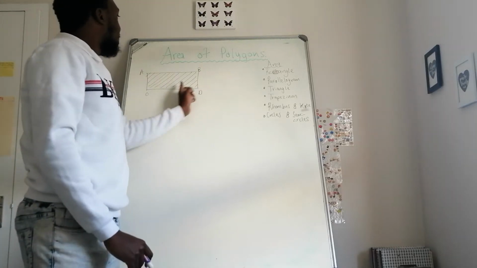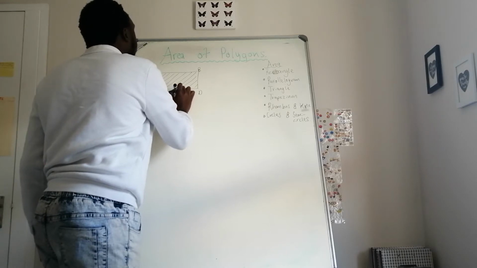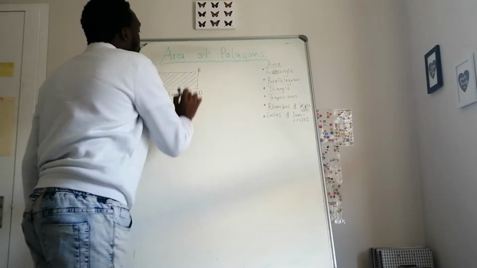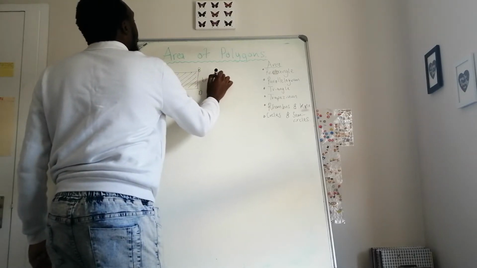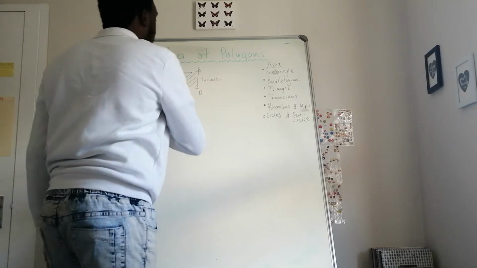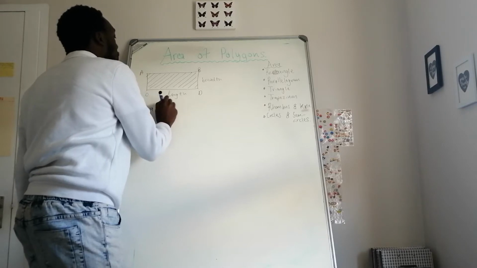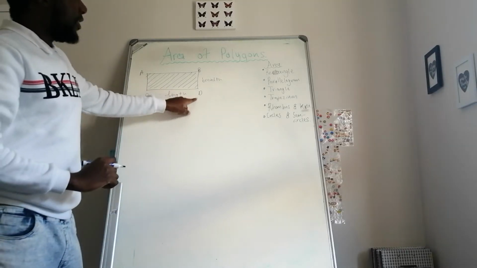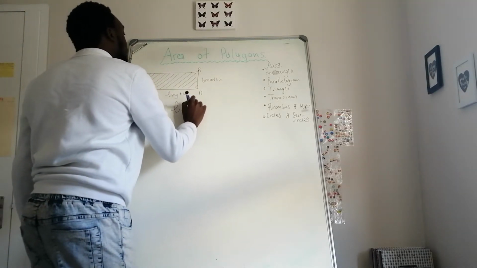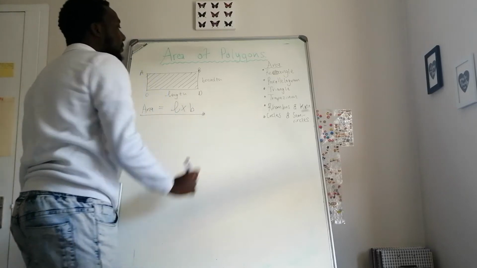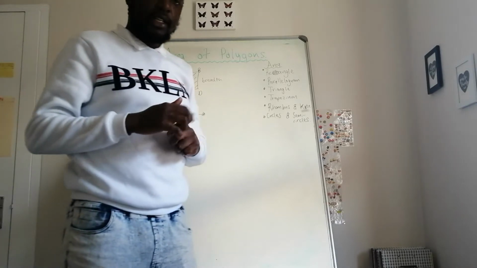And so how do I get the area of that space? I obviously need the length, right? And then I also need the breadth. And so the area of that rectangle will be equal to that length multiplied by that breadth. So you'll say length multiplied by breadth, and that's it, right? So that's example one on the rectangle.